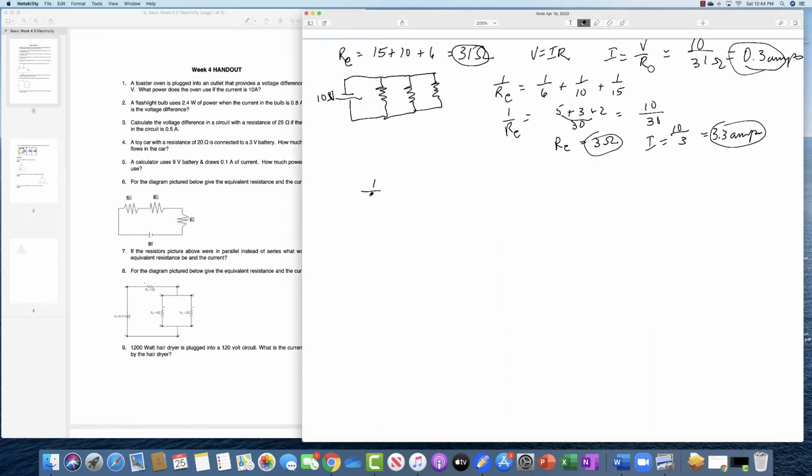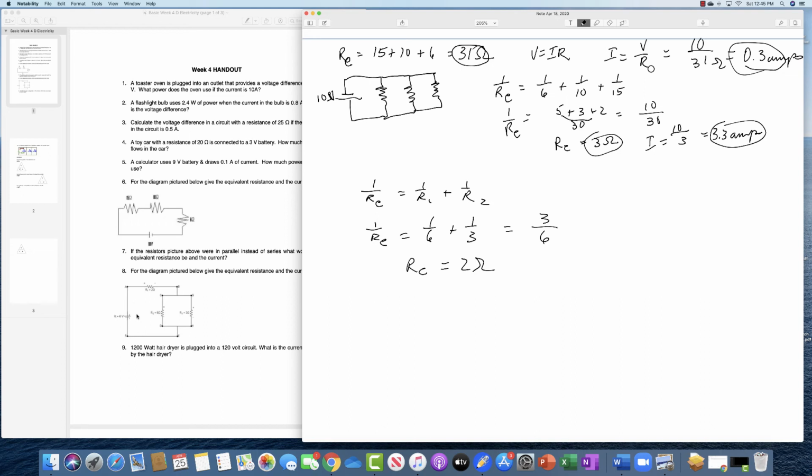1 over the equivalent of that part right there is going to equal 1 over R1 plus 1 over R2. And so this is 6 ohms and this is 3 ohms, so 1 over RE is equal to 1 over 6 plus 1 over 3, which is equal to 3 over 6. 6 is the common denominator, so this would be 2 plus 1 is 3. So RE here is equal to 2 ohms, 6 over 3.